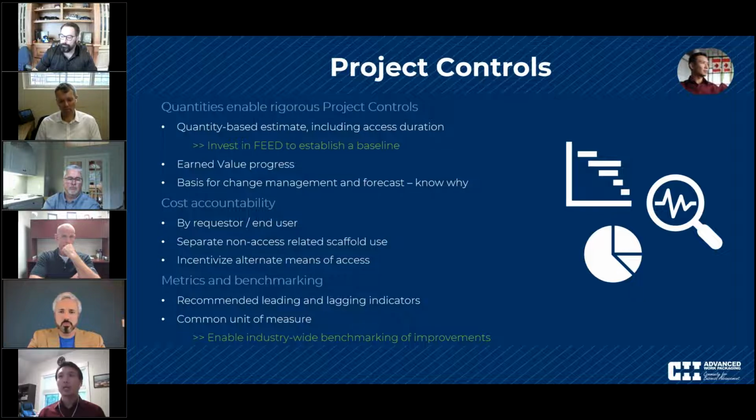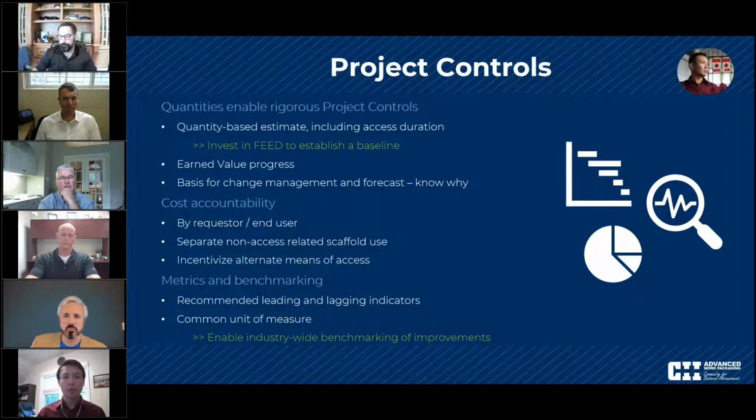And by that, I mean the initial estimating is not done using quantities. The initial estimate is done using hours, and then we factor material rental costs off those hours. So we think that using a quantity-based estimate, including the access duration, because scaffold tends to be a time-based material, we'll be able to have a lot more rigor in how we do project controls.